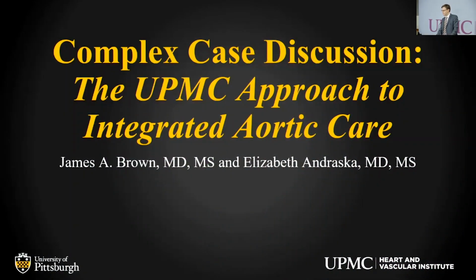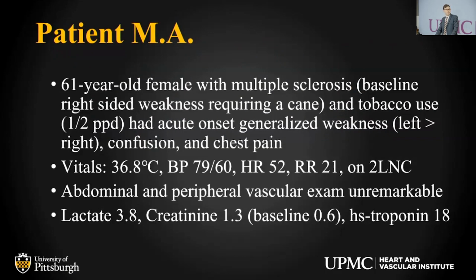So thank you for the invitation to present today. We will be presenting a case of a 61-year-old female who had a history of multiple sclerosis, also had baseline right-sided weakness from that requiring a cane. She also had tobacco use. She had acute onset generalized weakness, left greater than right, which was new for her. She also had confusion and a little bit of chest pain, so she decided to go to the ED.